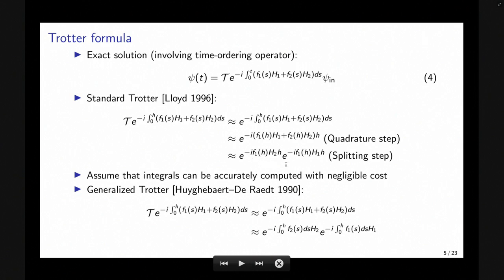So basically, this gave us a standard Trotter formula, and you can actually prove that this standard Trotter formula is a first order method, which means that it converges in the first order.